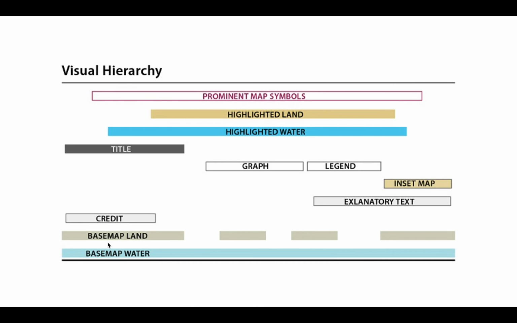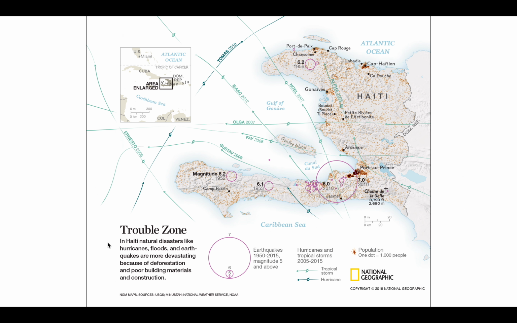So really think about the hierarchy being prominent data on top, secondary data, geographic context, map elements as your fourth layer. And if we look at a National Geographic map, which I think does a really good job of demonstrating these types of visual hierarchies, what's our prominent data in this map? Right, it's about natural disasters, hurricanes, floods, and earthquakes in Haiti.